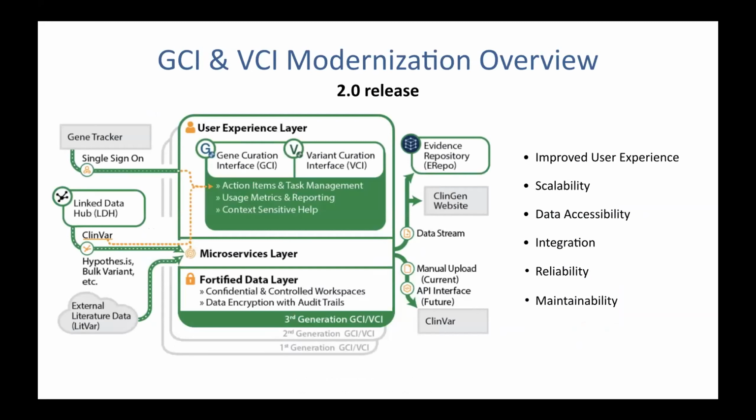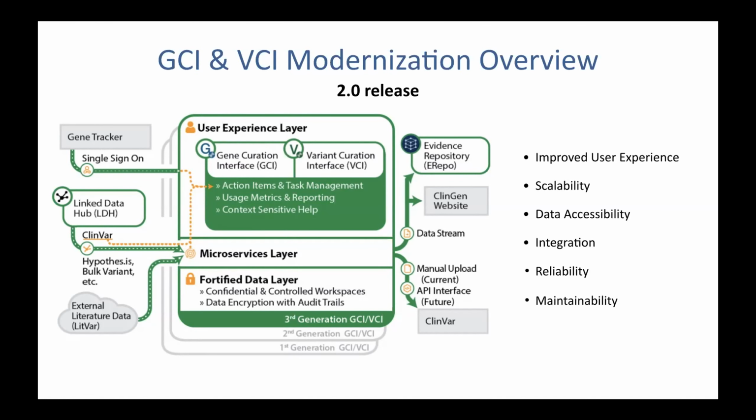So in order to do this, we've built a whole new platform, which we're calling the 2.0 release. And when 2.0 is released, we'll migrate all of the existing data in production over to this new platform. 2.0 is an advanced microservices platform that's designed to be flexible. So this makes the input and output and the collection of data relatively easy compared to the current system, both within the platform and also in the interaction and integration between the GCI and VCI platform, and supports the transfer of data with other resources. So this flexible structure will enable the VCI and the GCI to scale in parallel with future demands as the curation activity continues to grow across all the ClinGen resources.